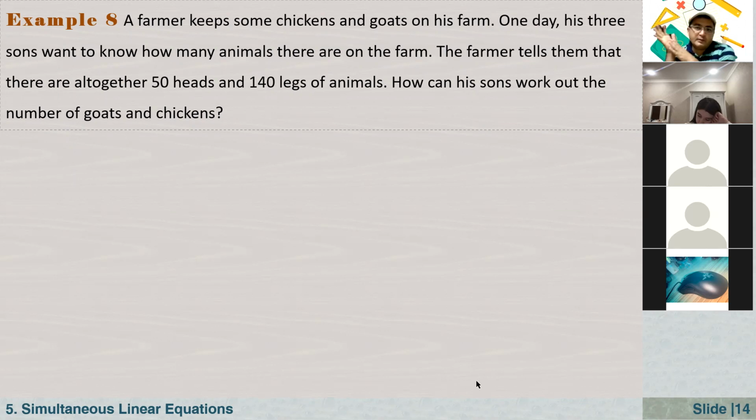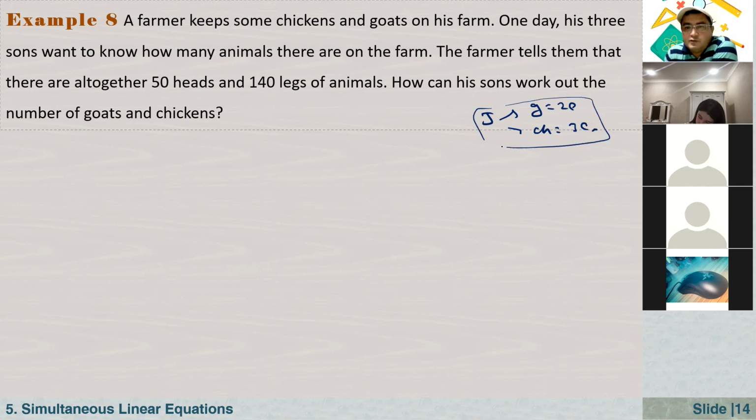Eight seconds left. Ayan, you think you are done? Yes, Jasmine, tell me your answer. So for goats, I got 20, and for chickens, I got 30. You're muted. Okay, so it looks good. So goats and chickens together, it is 50.